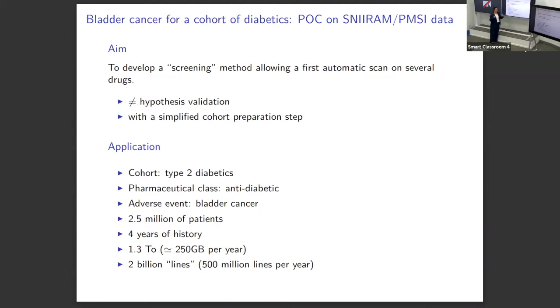And because the data are too huge, we cannot do biostatistics in the good way as needed. We just want to give our algorithm all our data, and enough data to come up with some answers. So we work with diabetic patients. The drugs we were looking at are anti-diabetics, and the adverse event we were looking at is bladder cancer. So we have 2.5 million patients, four years of history, and that's the size of the data. You can imagine that among these 2.5 million, very few indeed had bladder cancer. But we want to see if it's linked to the anti-diabetics they are taking.